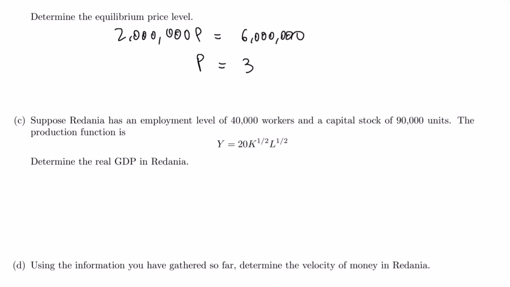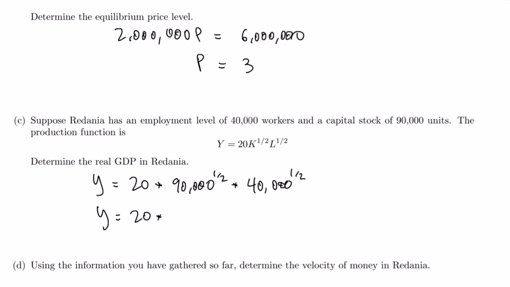Going down to the next part, we are given a production function and the employment level and capital stock with which we can calculate the real GDP. Real GDP, we just plug in the numbers we get. K is 90,000. L is 40,000. And then we just need to do the math.